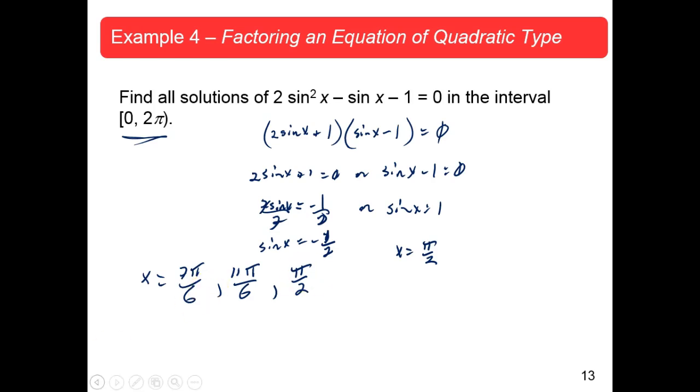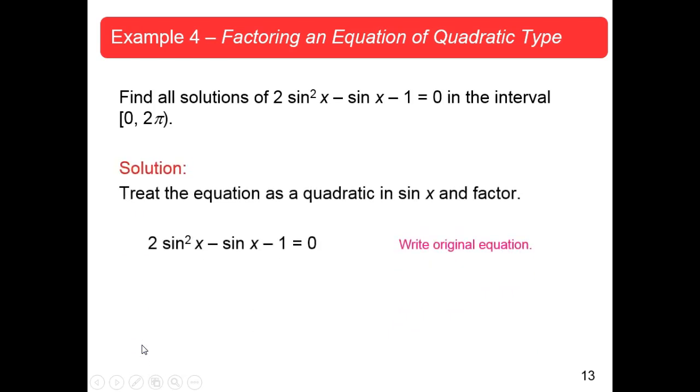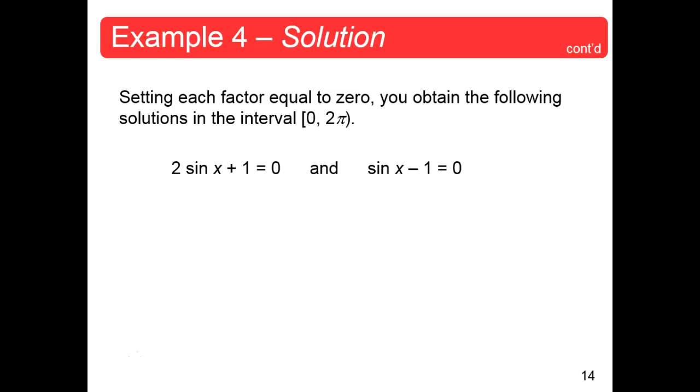Let's see how the book did it. All right, to erase. Okay, treat the equation as a quadratic in sine and factor. Okay, so 2 sine x plus 1 times sine x minus 1, just like y'all factored. Then you set each of those equal to 0. 2 sine x plus 1 equals 0, or sine x minus 1 is equal to 0.